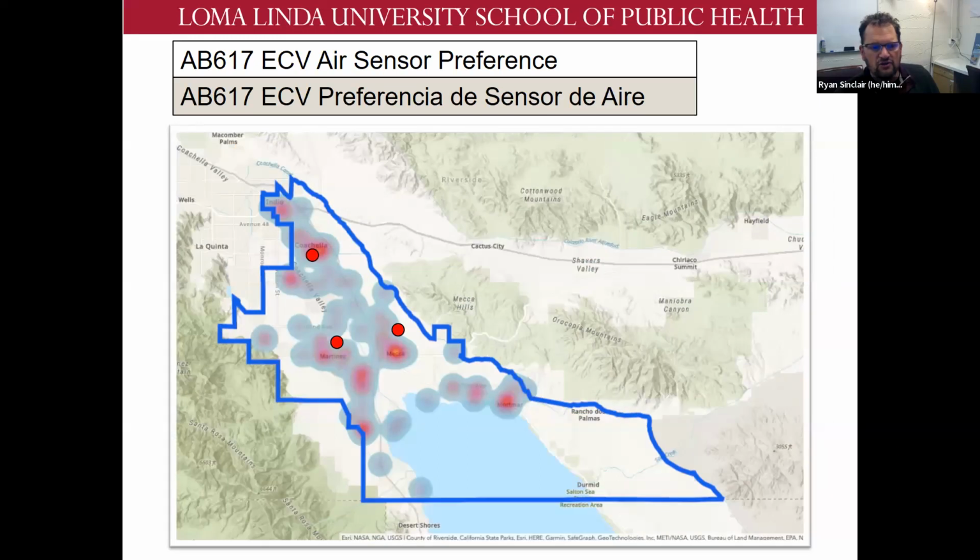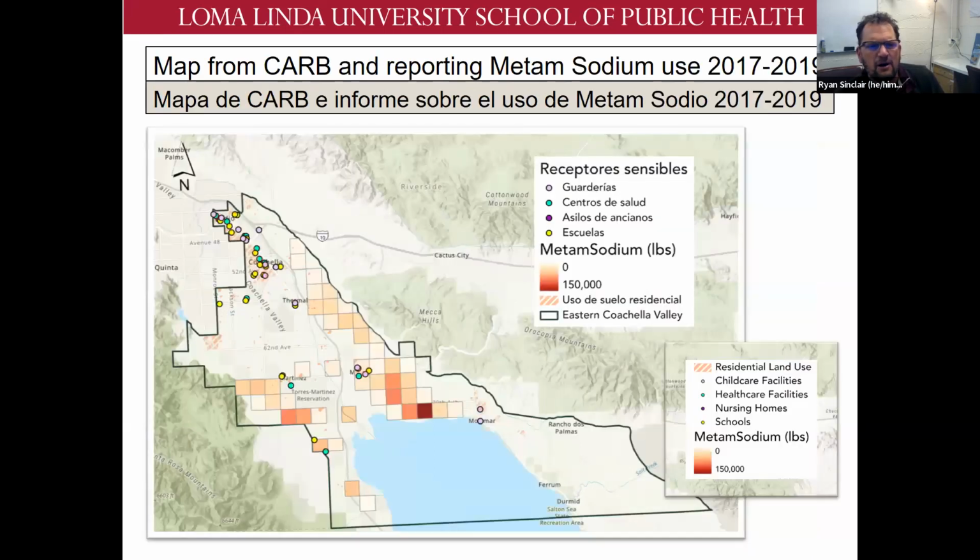Those are the red dots right there, and that's where they're putting them. Those are all spots that are right next to where people are, but also right next to fields. That's the process that they had. This is an example of one of the slides they showed us, talking about where the concentration of metam sodium was going to be. From the DPR data, you can see where all the high use areas are, and that impacted it.